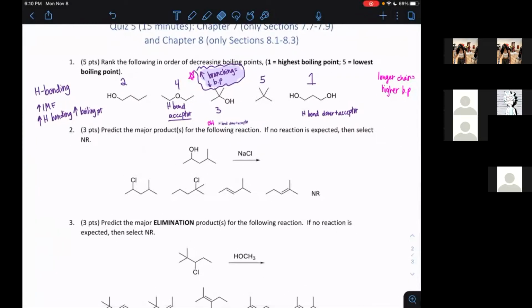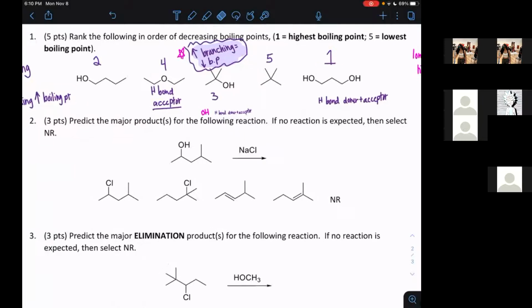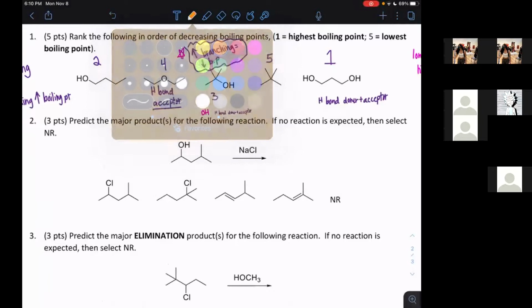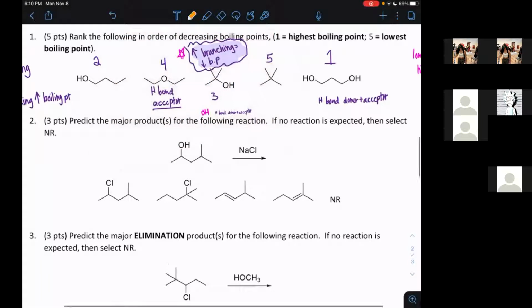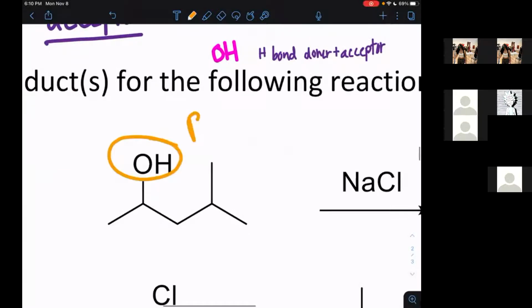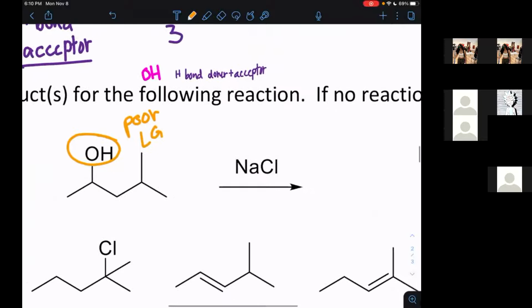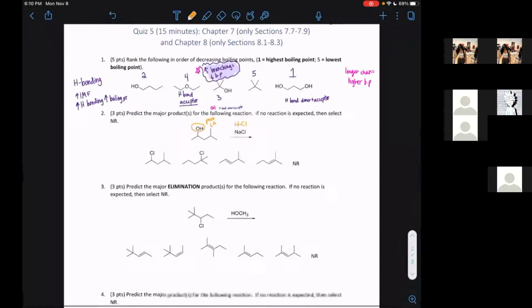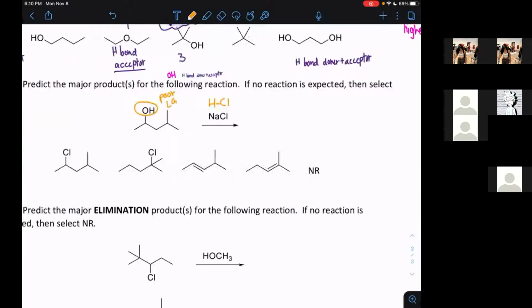That's that one. So the next one is predict the major products. So the first thing you're supposed to do is look at the leaving group that you have and determine if it's a good one. This is a poor leaving group. And the only way to change it into a good one would be like HCl, so that you could donate the hydrogen to make H2O. But we don't have that, so it's not going to be able to react.